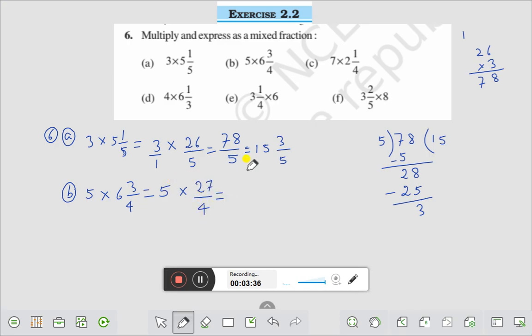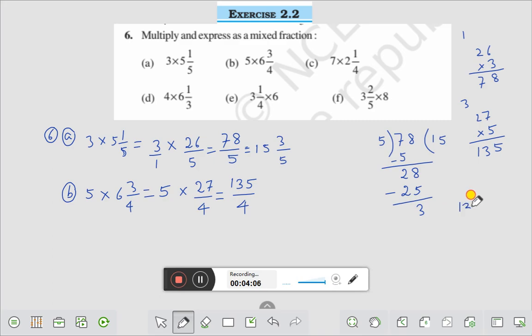Now multiply 27 with 5. That is 5 sevens are 35, 3 carry. Here it is 5 twos are 10 plus 3 is 13. That is 135 by 4. Now to divide 135 by 4.